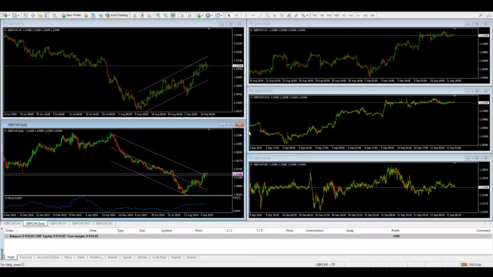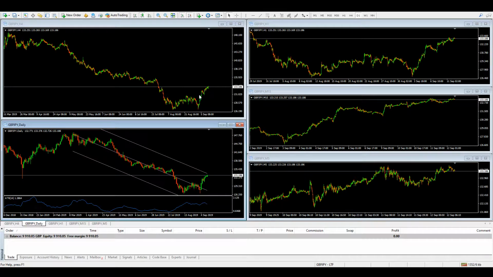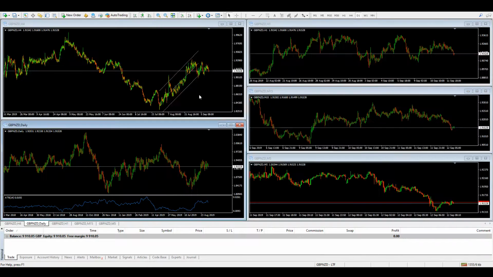So this is GBP Swissy. Bearish on this because of what we're seeing on the daily, but you can see all these other time frames, or hourly, 4 hourly, they're all quite bullish. So pass. Same story here. GBPJPY, GBPNZD. No, pass.